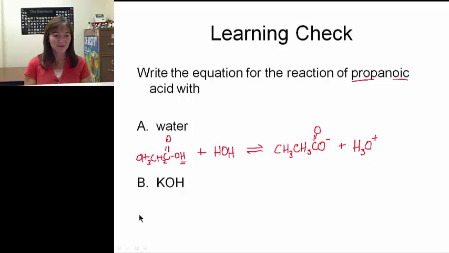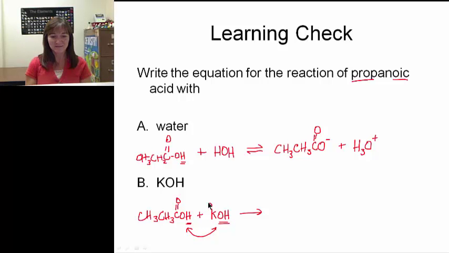Okay, when I put propanoic acid with a strong base, I failed to mention this on the previous slide, but those reactions are going to go 100% to completion because of the strong base. So those reactions just need an arrow going to the right. Let's think through this. My propanoic acid is going to donate its hydrogen ion. The base is going to donate its hydroxide ion. Those two are going to go together to make water.